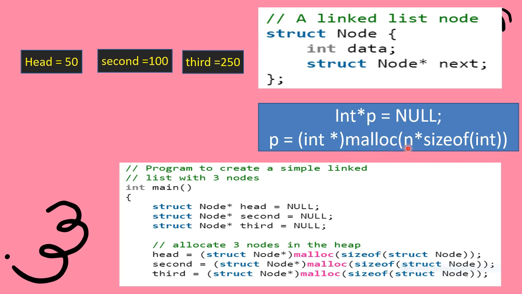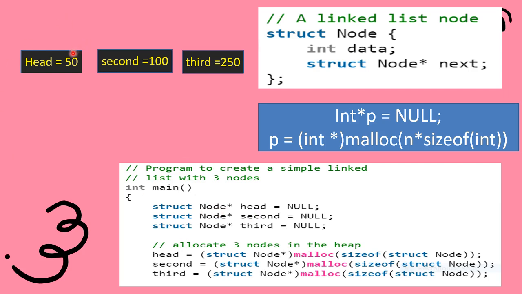So you use malloc, where n is the total number of elements in the array, and the sizeof operator gives the size of each element. As they are storing integers, we need sizeof int. So if you do this, it will automatically allocate an array of size n. Hence what we have seen is that to allocate memory, first we need a pointer. Similarly, to allocate a node, we need a pointer. As we are going to allocate 3 nodes, we need 3 pointers.